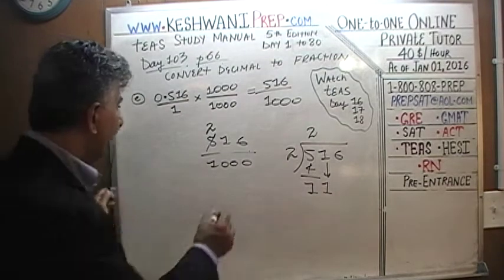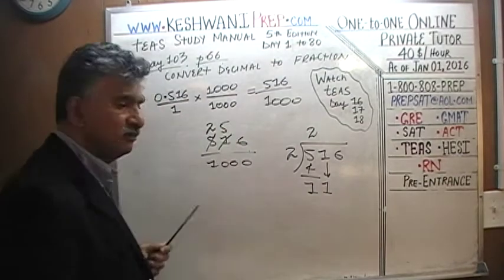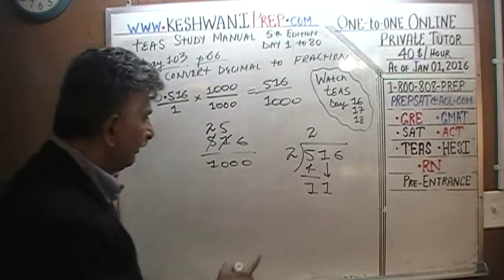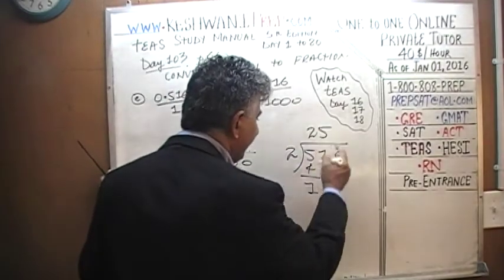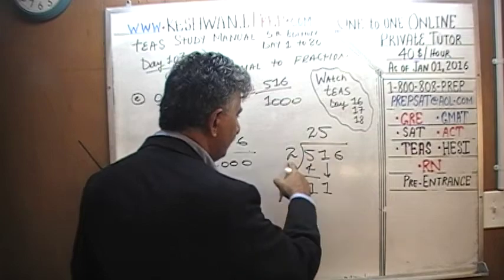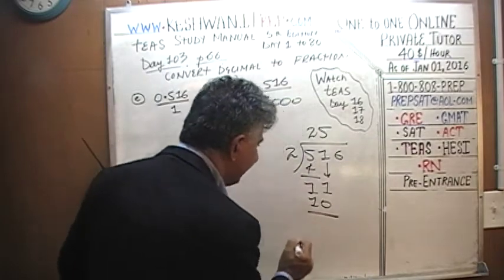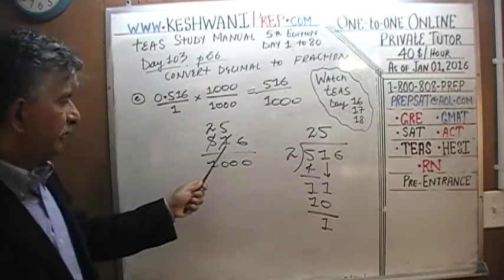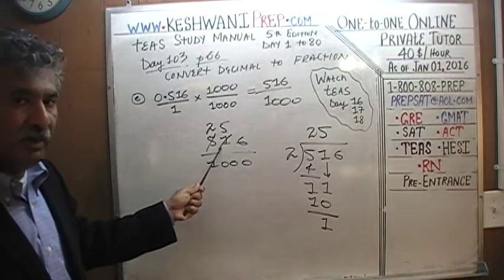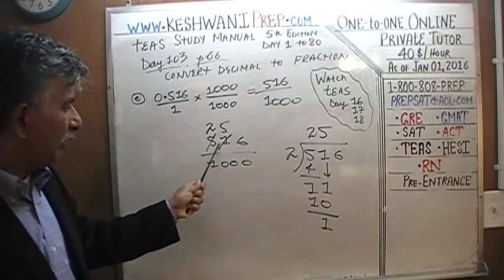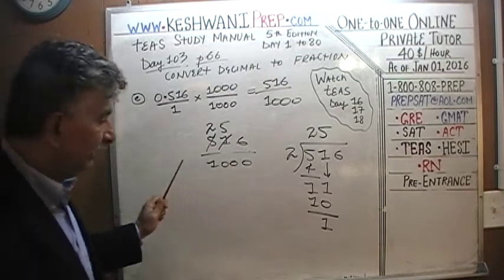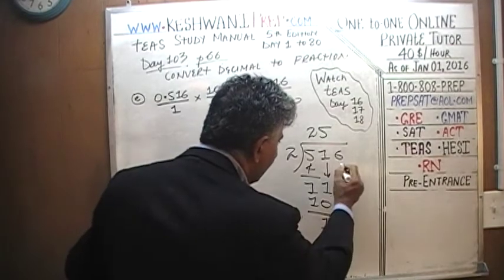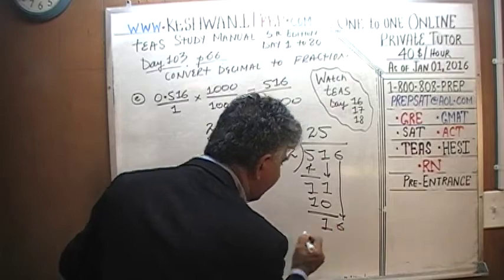11 has 5 2's. 5 2's are 10. After we take away 10 from the 11, we have a remainder of 1. What happens to that 1? That 1 goes and joins the 6 and becomes 16.